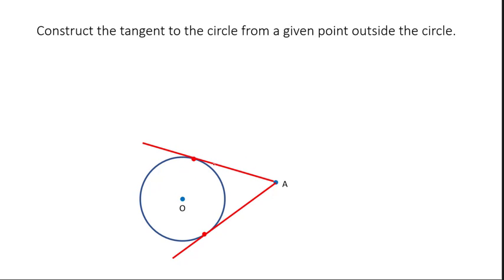So that is how you create the tangent line to the circle from a point outside the circle.